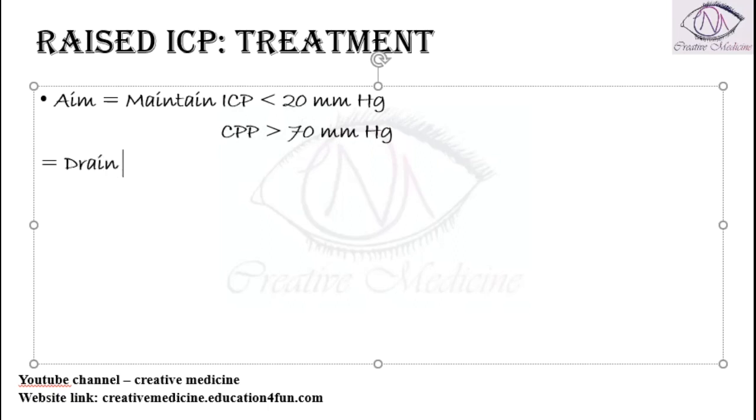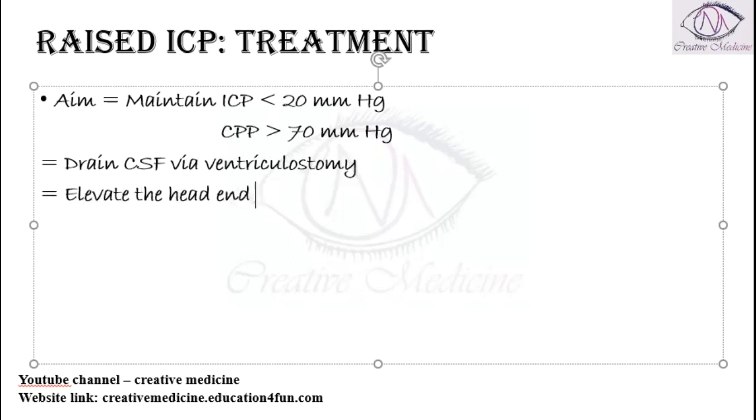First, if there is any excess CSF, you can drain it, like in hydrocephalus. You can drain the CSF by doing a ventriculostomy. Then you will have to elevate the head end of the bed. If you elevate the head end of the bed, due to gravity, there can be some blood and CSF diffusing into the blood, which can reach the lower limbs.